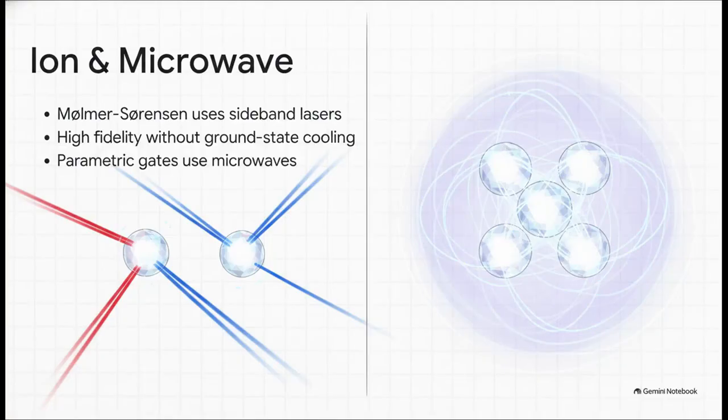Now, contrast that superconducting approach with trapped ions. The Mølmer-Sørensen gate uses red and blue sideband lasers to vibrate the ions and force an interaction. Recent breakthroughs there have achieved over 99.99% gate fidelity, which is incredible, without even needing perfect ground state cooling.